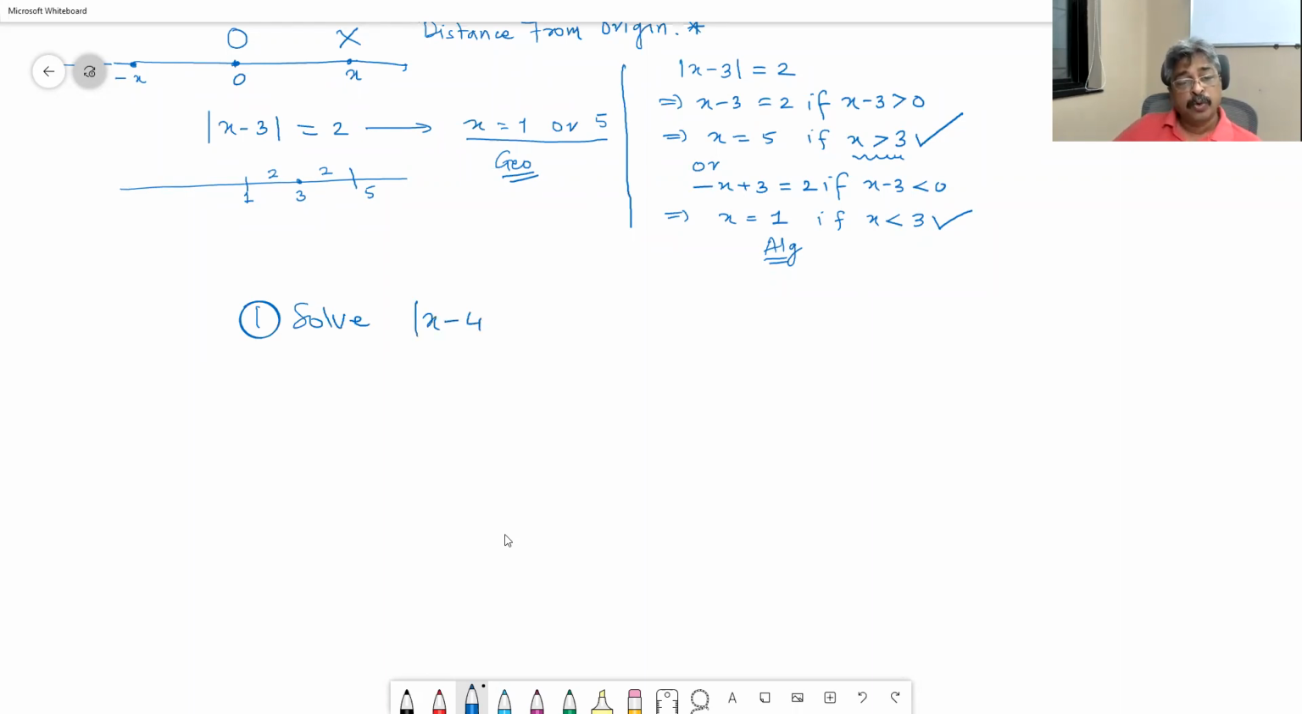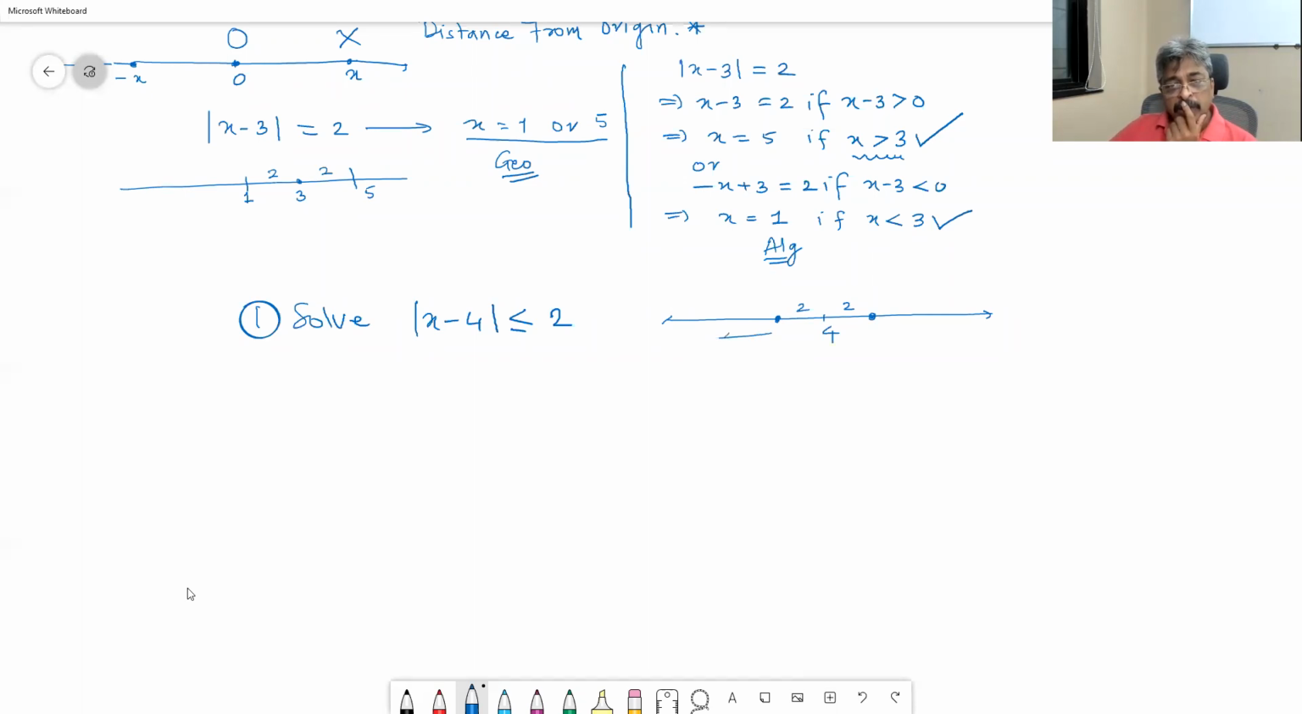Absolute value of x minus 4 should be less than or equal to 2. Geometrically this will be easy because from 4 you are supposed to have distance less than or equal to 2. So this distance is 2, hollow. We can make it dark. This is 2. This is 2. So all values of x whose distance from 4 is less than or equal to 2.